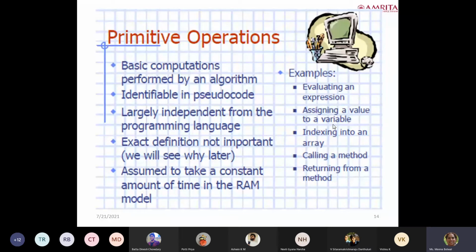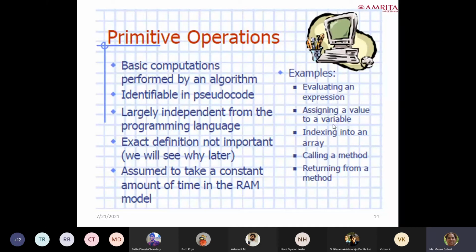See how much you have done. You have actually done A equal to B plus C. You have done B plus C, that is one operation, evaluating an expression, and at the same time you have done A is equal to B plus C, one assignment also. So there are actually two operations. You have evaluated the expression, and also you have done one assignment. So you have basically done two primitive operations there.